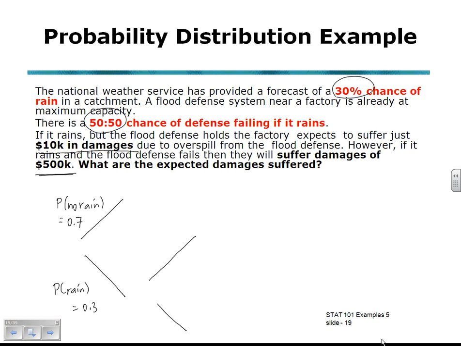Second stage of the tree diagram, the flood defence holding or the flood defence failing. If it rains, the probability that it holds, 0.5. It tells us we have a 50-50 chance of defence failing if it rains. So the probability it holds will be 0.5 and the probability that it fails would be 0.5. Our 50-50 chance.